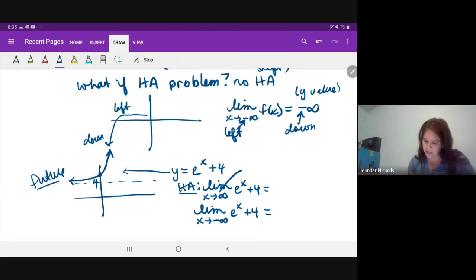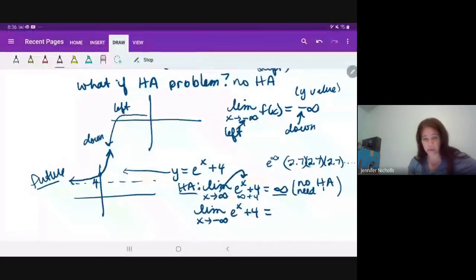Now, what if I plug an infinity into x? So I get e to the infinity. That's like 2.7 times 2.7 times 2.7, an infinite number of times. So that's infinity. What's infinity plus 4? Still infinity. So if you get infinity, I'm supposed to get a number. So this is no horizontal asymptote. I need a number to get an asymptote. Now, is that the right side or the left side? This is actually the right side. I'm going to write it right under the infinity. That's the right side because x is approaching positive infinity. I'm going to do this in yellow. So on the right side, it's going up forever, so that's not an asymptote.